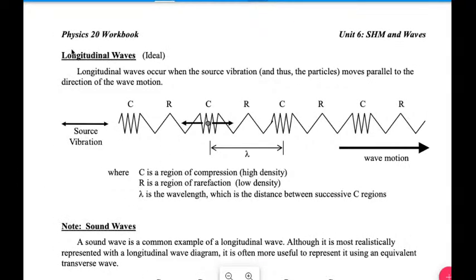All right, we have transverse, where our particles and our wave are perpendicular. Now we have longitudinal, and this is now parallel. So our source is vibrating left and right, our wave is moving left and right, and our particles are vibrating left and right. Everything moves parallel to the direction of the wave motion.